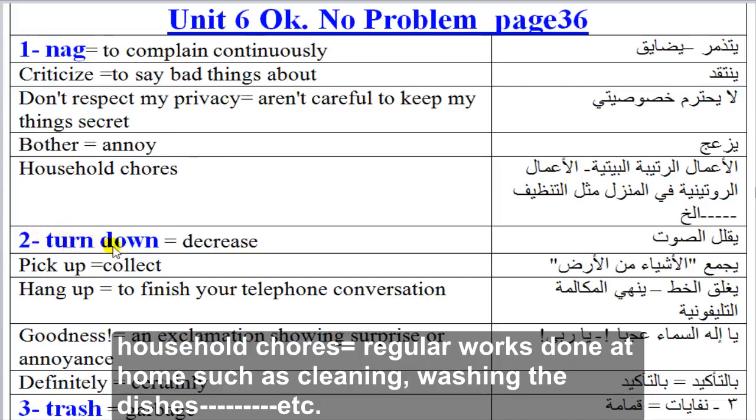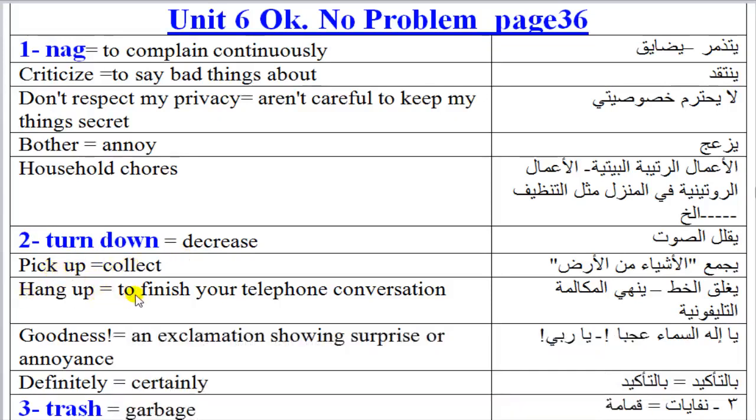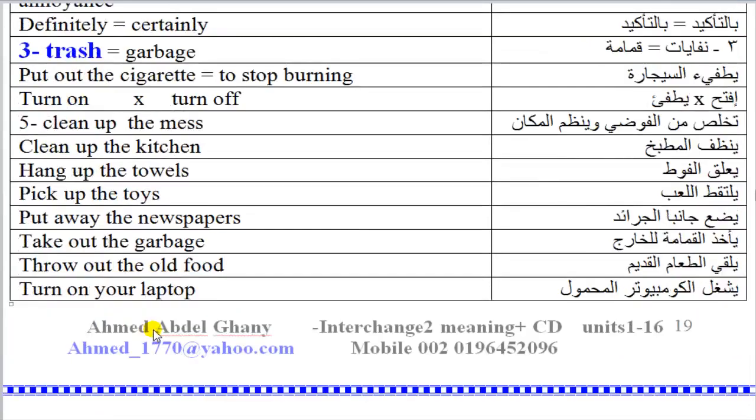2. Turn down: decrease. Pick up: collect. Hang up: to finish your telephone conversation. Goodness: an exclamation showing surprise or annoyance. Definitely: certainly. 3. Trash: garbage. Put out, I can make the T a soft T. Put out the cigarette: to stop burning.